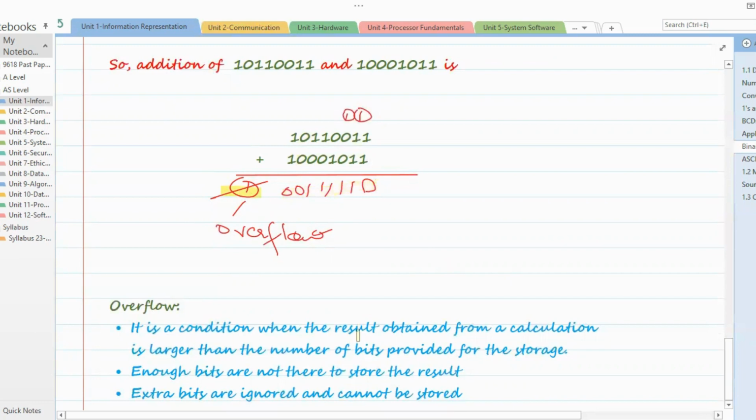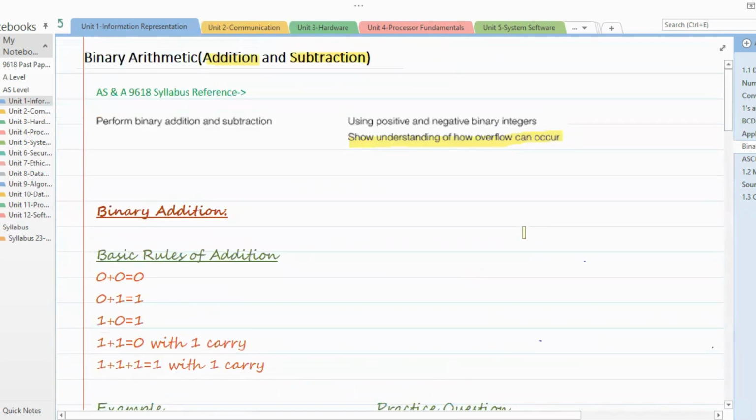So it is a condition when the result obtained from a calculation is larger than the number of bits provided for the storage. Enough bits are not there to store the result. Extra bits are ignored and cannot be stored. So there are 1 or 2 marker questions on overflow, and you can write any 1, 2, or 3 points from here. The main point is that you do not have enough storage. You do not have enough bits to store the result, and you have to delete the extra bits which can't be stored. Okay. So with this, our topic of binary arithmetic is over. So thank you so much.